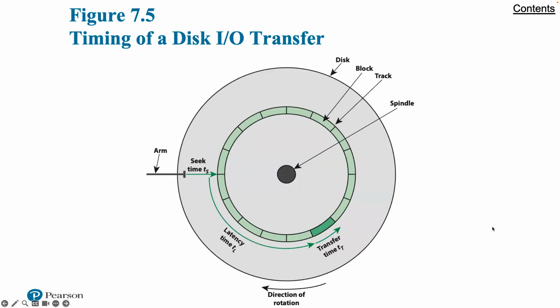So next, let's talk about the timing of the disk I/O transfer. The actual details of the I/O operation depend on the computer system, the operating system, and the nature of the I/O channel and the disk controller hardware. The general timing diagram of disk I/O transfer is shown in figure 7.5, and we can see all of these things that need to take place.